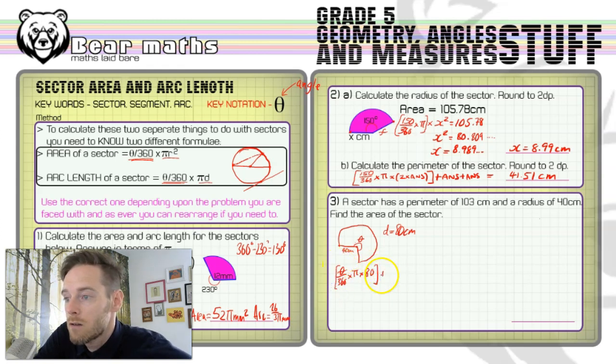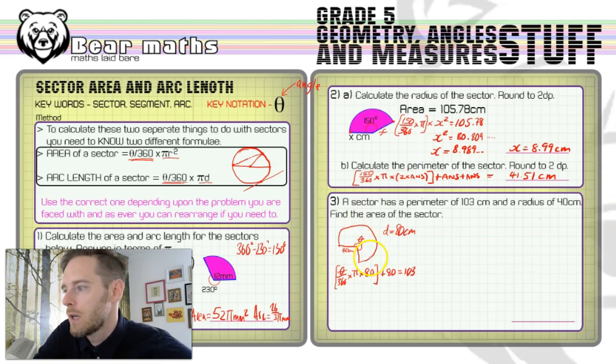And then add on 80 equals 103, because that's the perimeter, all right? So this is the same thing as what I did in question 2b, all right? Except I don't have the angle. We're going to need to find the angle in order to get the area of the sector. We have to have that.